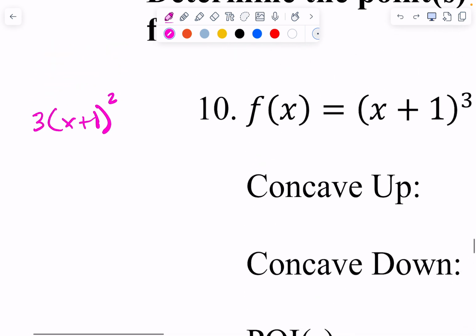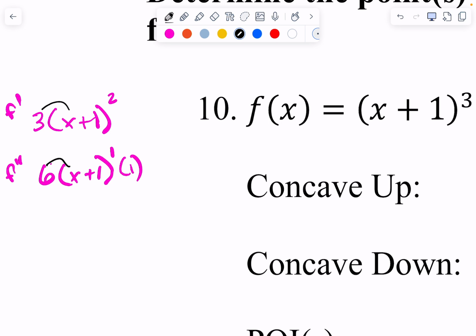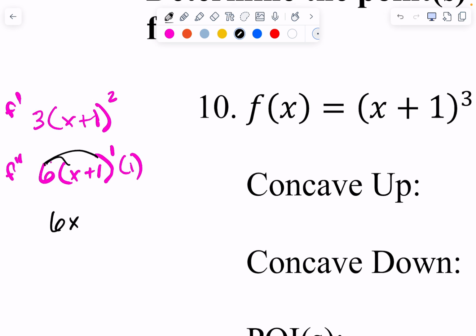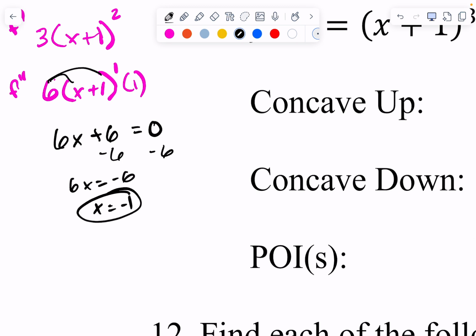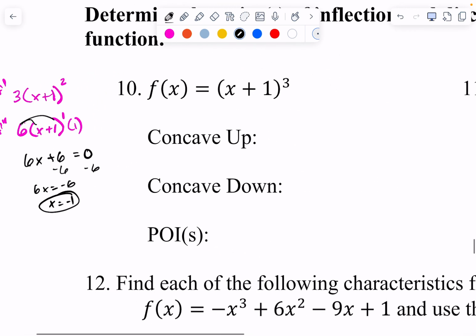We want to do second derivative. So this is f prime. We want to do f double prime. F double prime, 6 times x plus 1 to the first power times the 1, right? But whatever. So now I can distribute the 6 through, right? Like before you couldn't distribute that 3 through because it's squared, right? So this is 6x plus 6 equals 0. Subtract the 6. 6x equals -6. X is -1. So I only have one possible point of inflection.